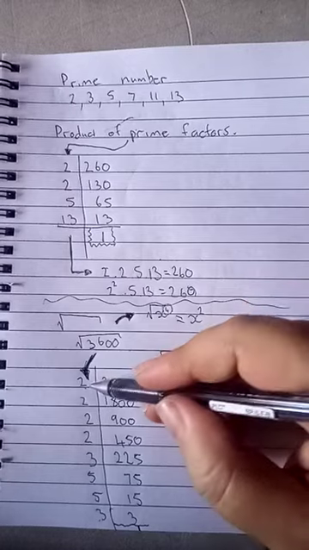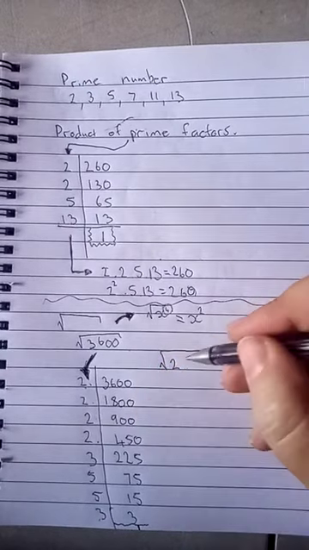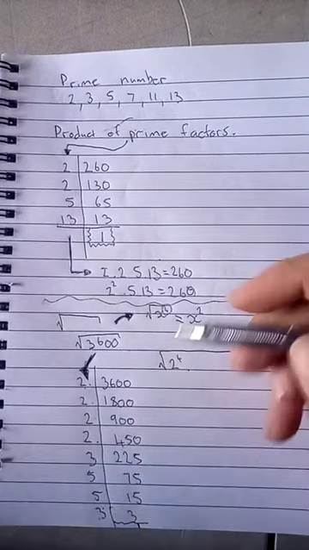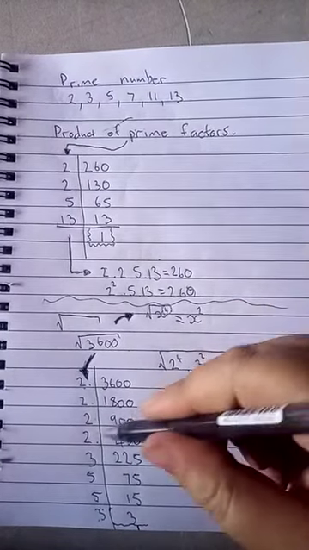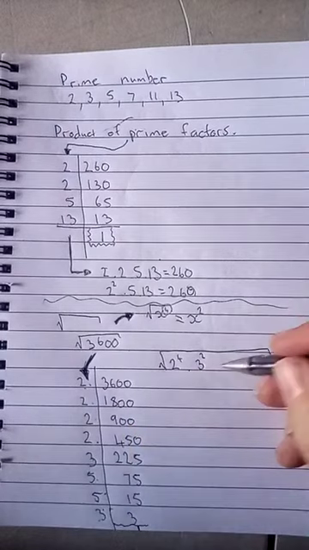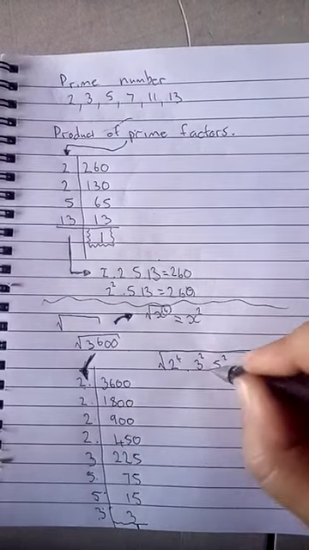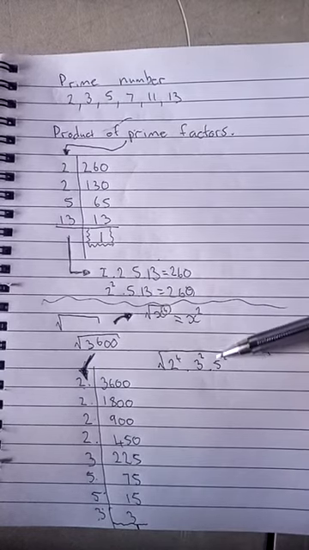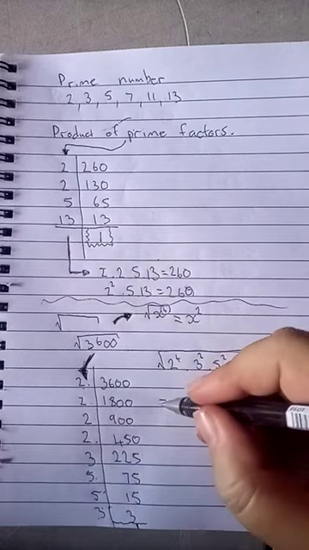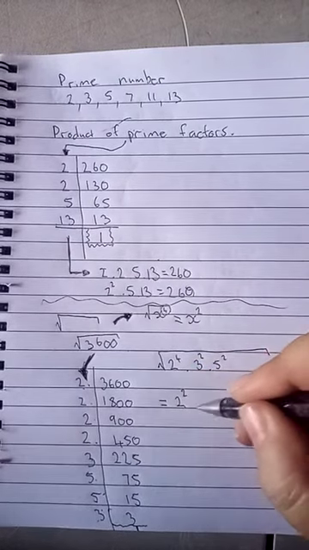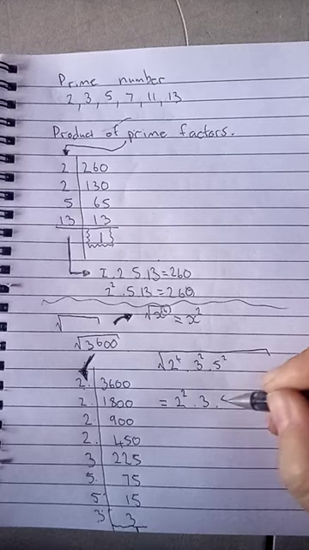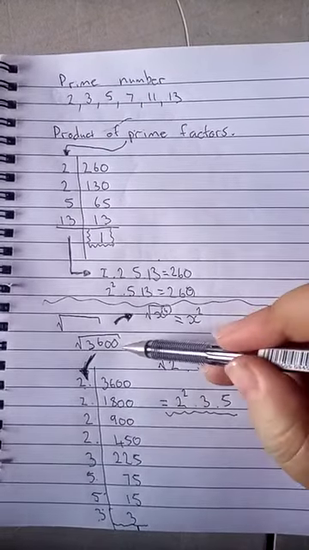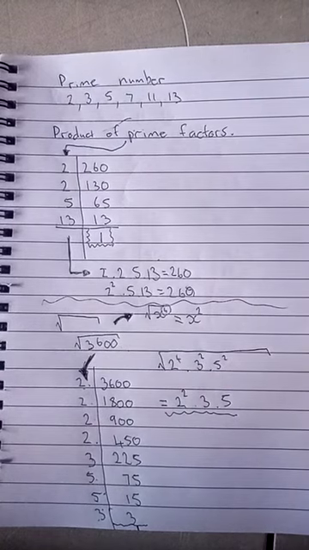2 to the power 1, 2, 3, 4. 3 to the power, there's 1, 2. And 5 to the power 2. Okay, so now we've got to divide all of the exponents by 2, and our answer is 2 to the power 2 times 3 times 5. And this is equal to the square root of 3,600.